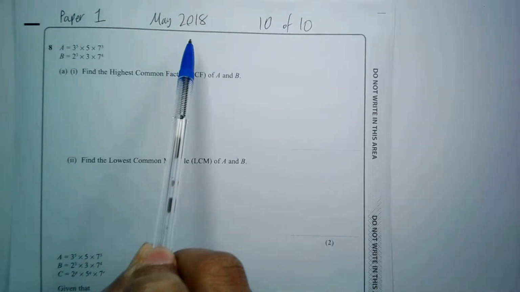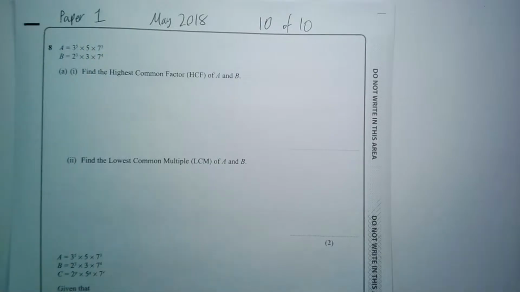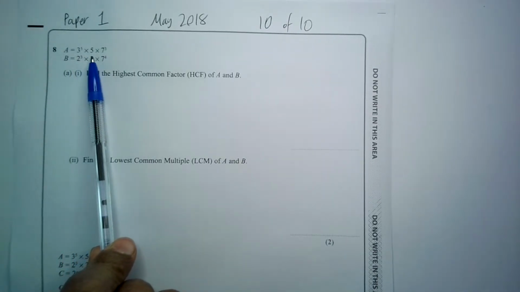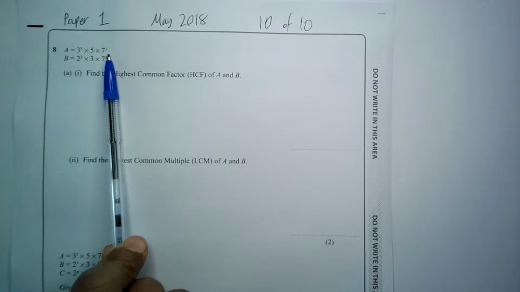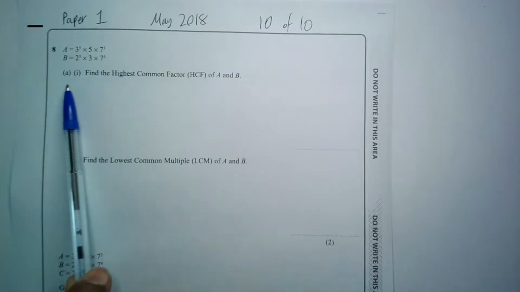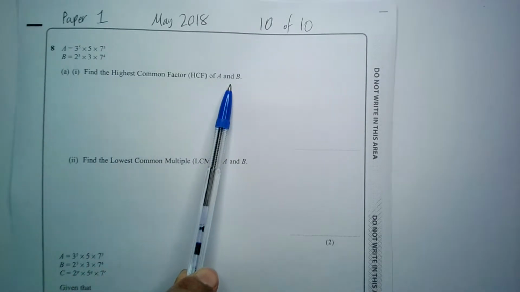Let's go to the last question of today's session on HCF and LCM. This is from May 2018, and this is paper 1. Press pause and have a go. When you're ready, press play for the answer. So question 8, A equals 3 to the power 5 times 5 times 7 to the power 3. B equals 2 to the power 3 times 7 to the power 4. Find the highest common factor, HCF of A and B.